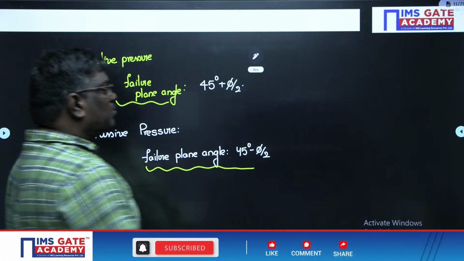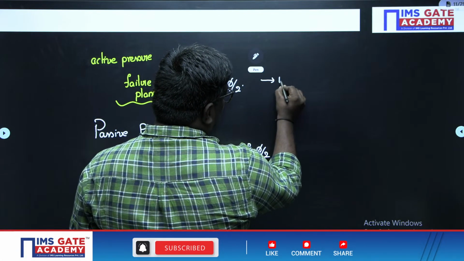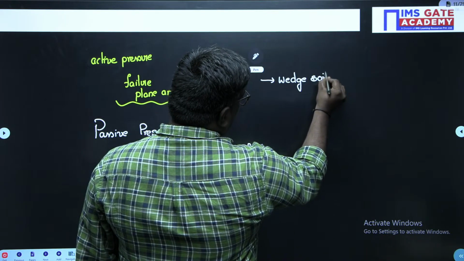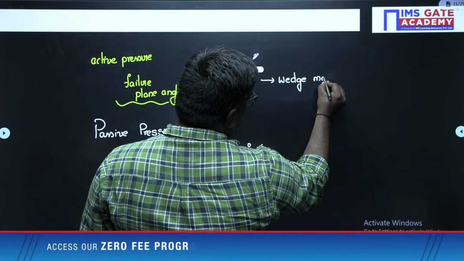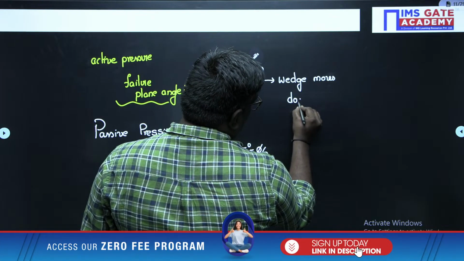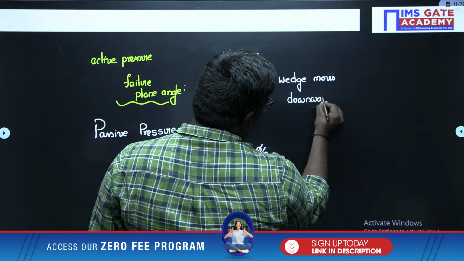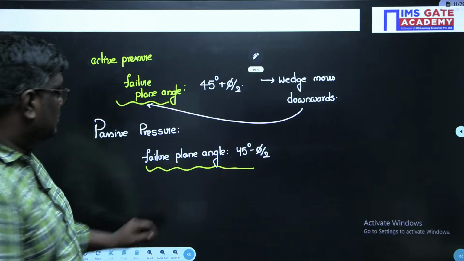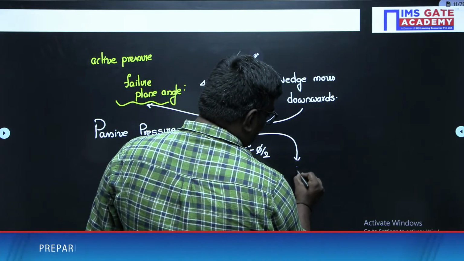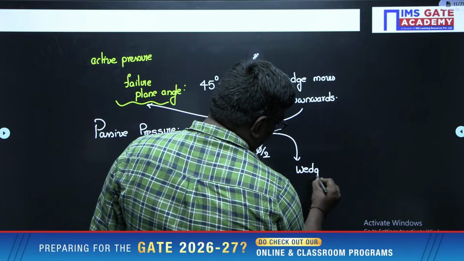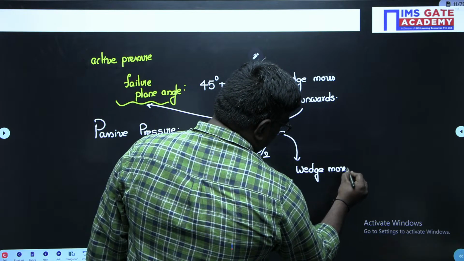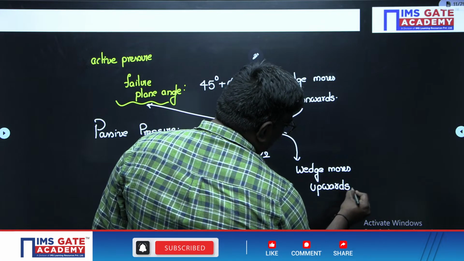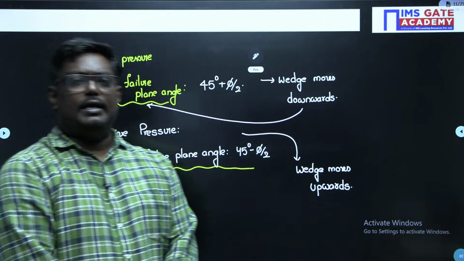Okay. Here one more thing, my dear students. In active earth pressure, they can also tell you wedge means a soil mass. Here you can write wedge moves. They can ask you to calculate the earth pressure when the wedge moves downwards. Then also it is active earth pressure. Similarly, in passive earth pressure they can ask you wedge moves upwards.